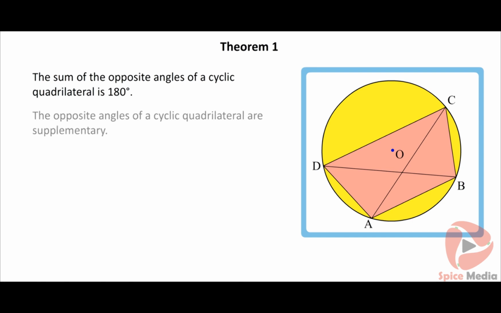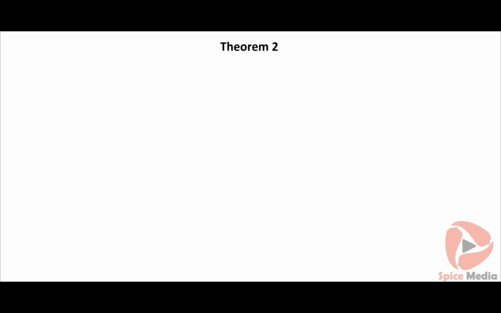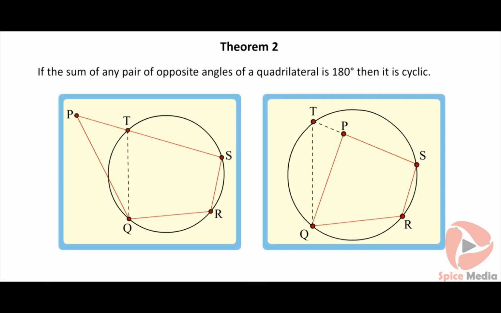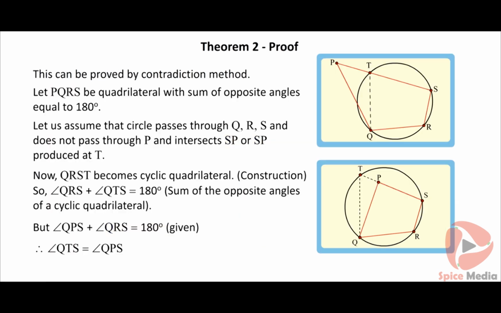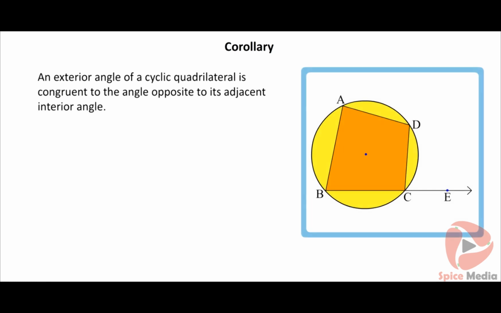Let us move on to concyclic points. Points lying on the same circle are called concyclic points. For example, the points A, B, C, and D are concyclic as they lie on the same circle. Do you know what a cyclic quadrilateral is? A quadrilateral having its vertices on a circle is called a cyclic quadrilateral. It is clear that the vertices of a cyclic quadrilateral are concyclic. In the picture, ABCD is a cyclic quadrilateral.